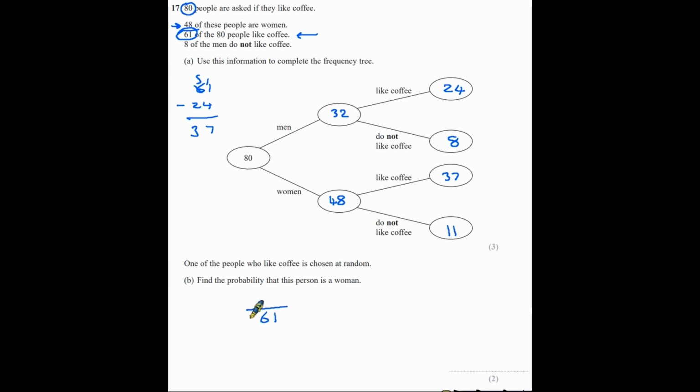So the random choice of picking this person is out of these 61 people here. We know that 37 like coffee, so out of that 61, 37 of them are women, so the probability of selecting one of those people is 37 out of the 61. And we have prime numbers here, so we cannot simplify.